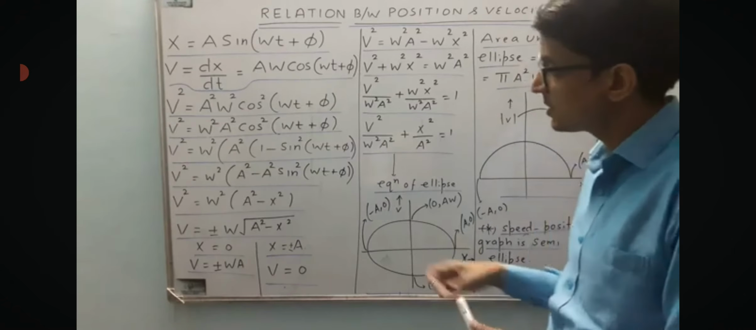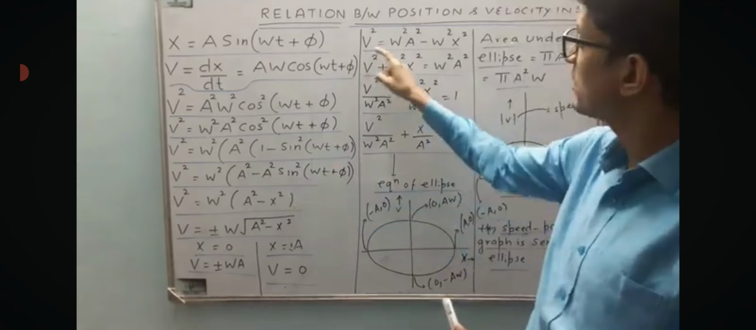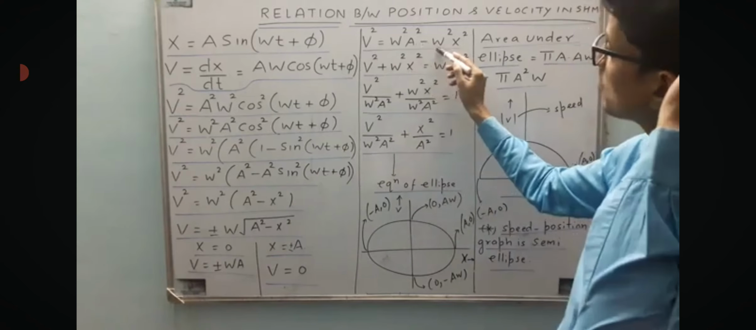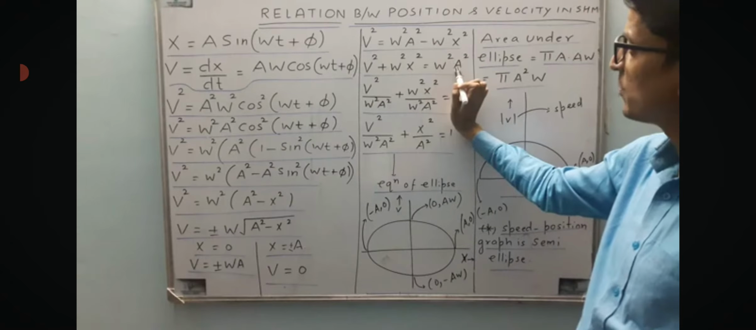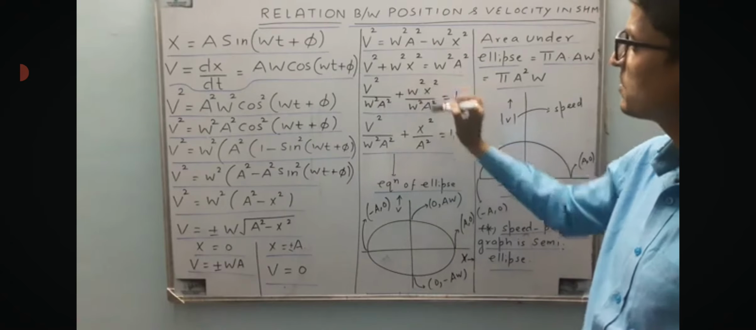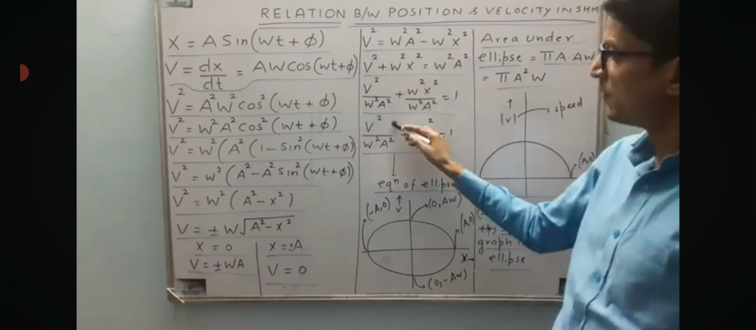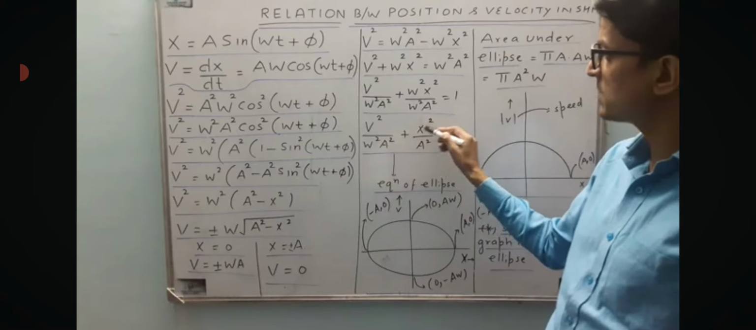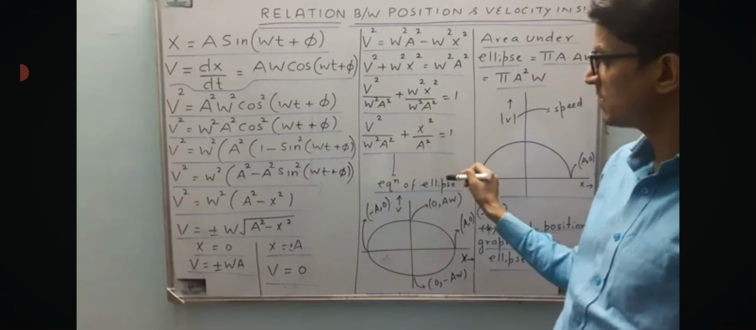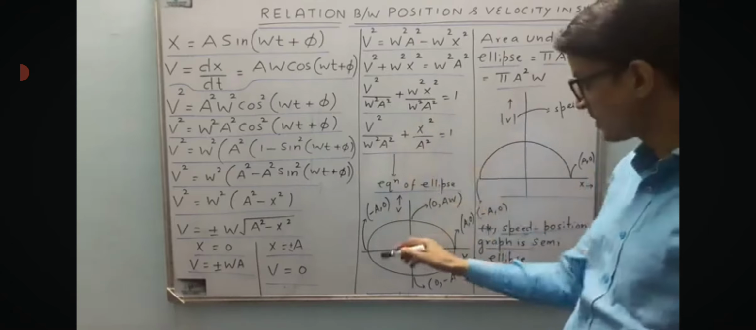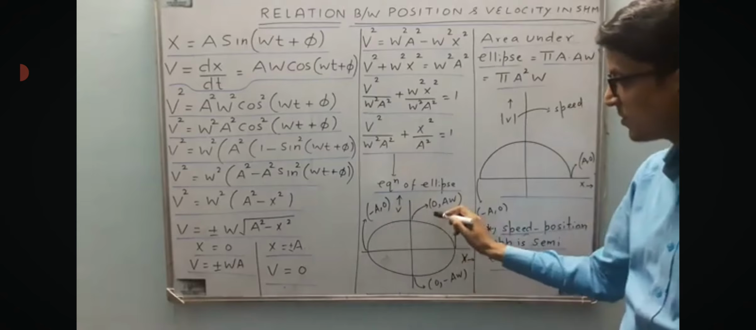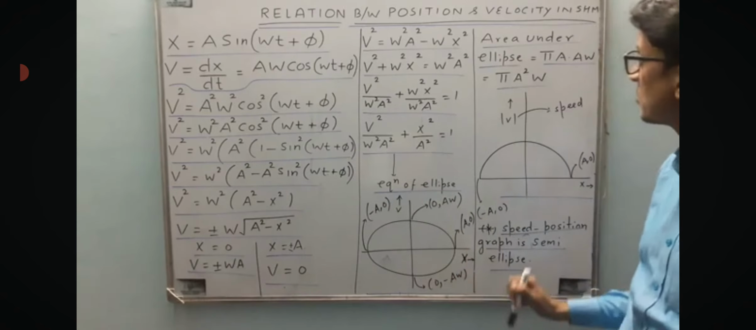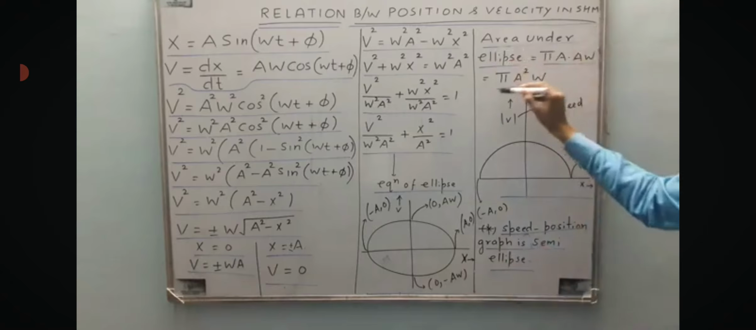Now using this equation we can write v square is omega square a square minus omega square x square. So v square plus omega square x square is equal to omega square a square. Dividing the expression by omega square a square, we have v square upon omega square a square plus x square by a square is equal to 1. This is the equation of an ellipse which can be drawn like that. So these points have coordinates (a, 0), (minus a, 0), (0, a omega), (0, minus a omega). Now the area under the ellipse is pi a square omega.